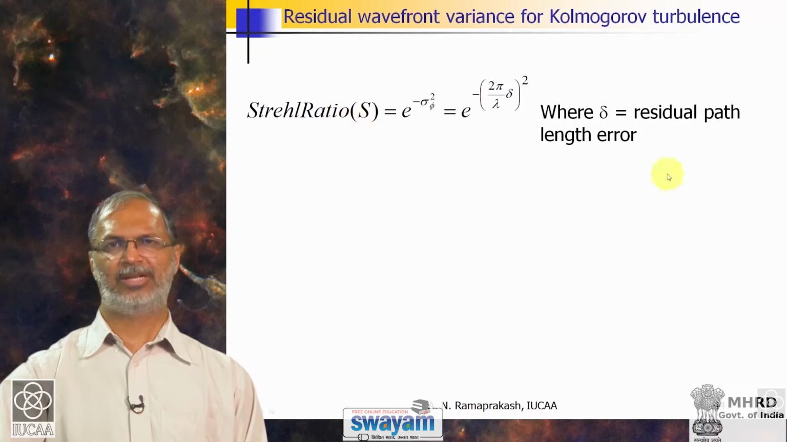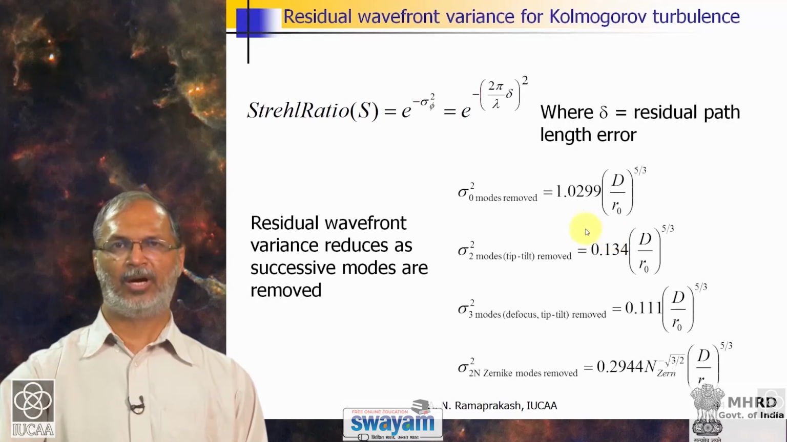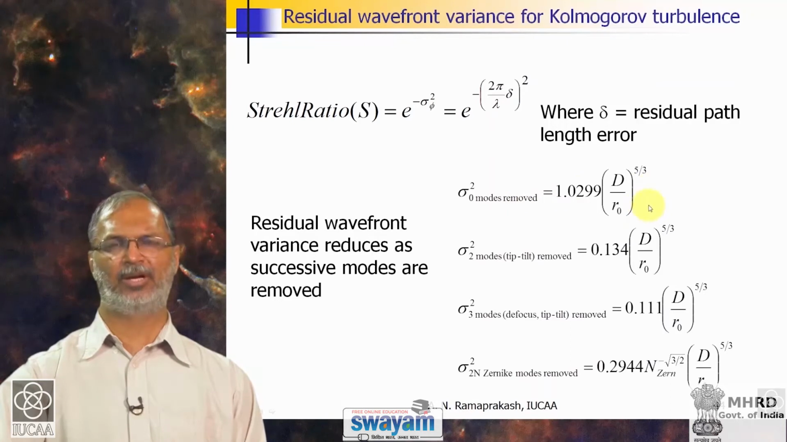Now, if you look at the Strehl ratio of the telescope, it can be expressed by e raised to minus sigma phi squared, where sigma phi is the residual wavefront phase aberration. So, e raised to minus of this residual wavefront phase aberration squared is typically the Strehl ratio. Now, depending on how much of the distortions you remove successively, you can reduce the residual aberrations and you can improve the Strehl ratio.